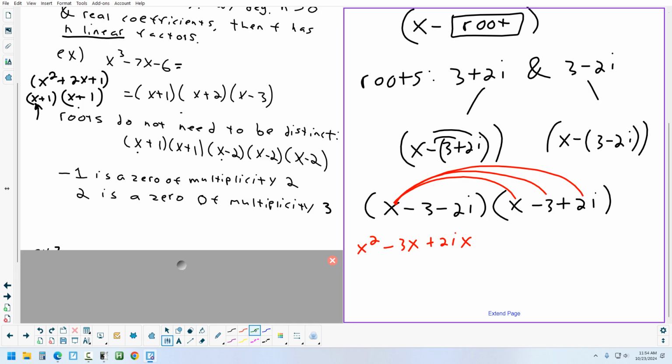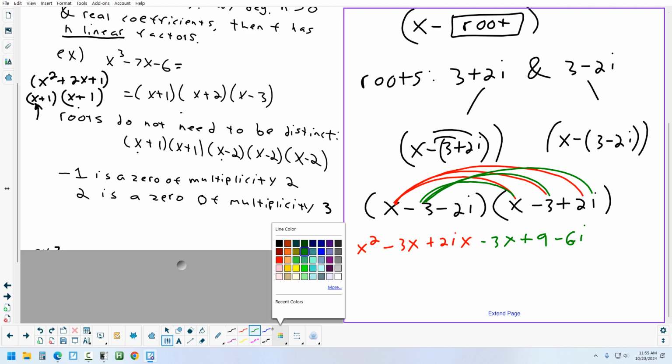Okay, second one. We're going to distribute -3, -3, and -3. What's -3 times x? Negative 3x. What's negative 3 times negative 3? 9. And what's negative 3 times 2i? Negative 6i. So that's the second one.